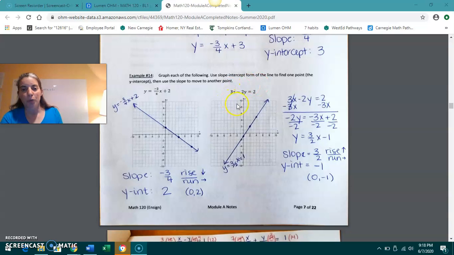Here's another example. This one is not in slope-intercept form. So in order to graph it, I need to put it in slope-intercept form. You can see these steps here. You can pause the video if you want to take a minute to look those over.